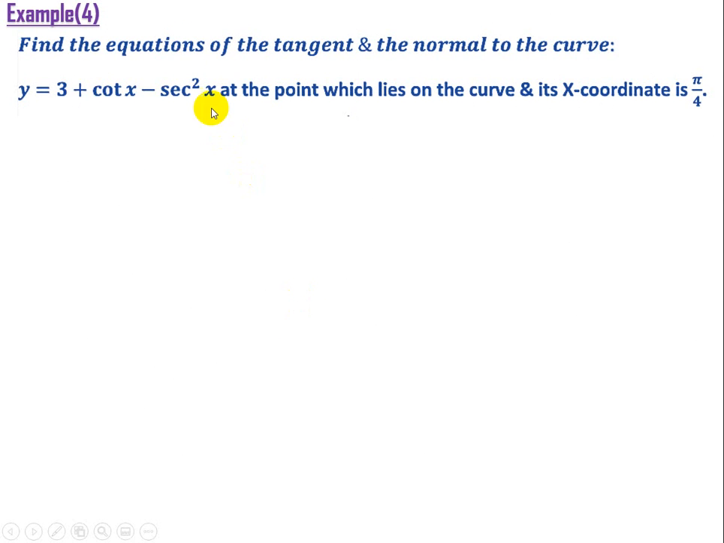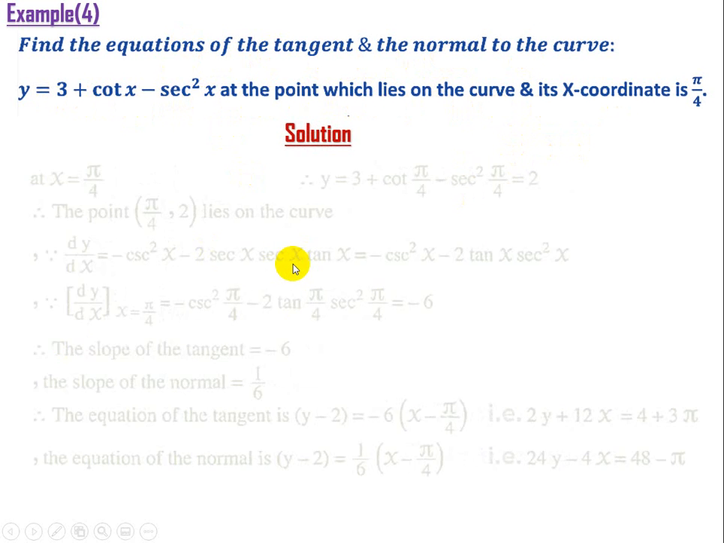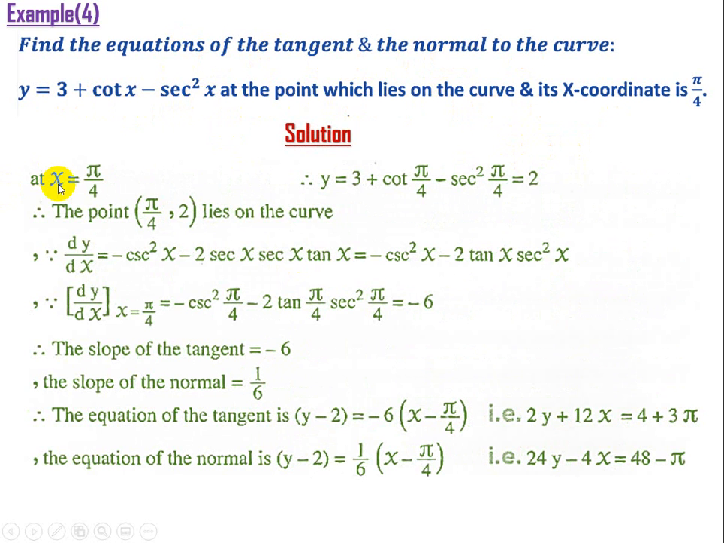Exercise number 4. Find the equations of tangent and normal to the curve y equals 3 plus cosine x minus sec squared x at the point which lies on the curve and its x coordinate is pi over 4. At x equals pi over 4, y equals 3 plus cosine pi over 4 minus sec squared pi over 4. Pi over 4 here equals 45 degrees, so this value of y will be 2. So the point on the curve is (pi over 4, 2).